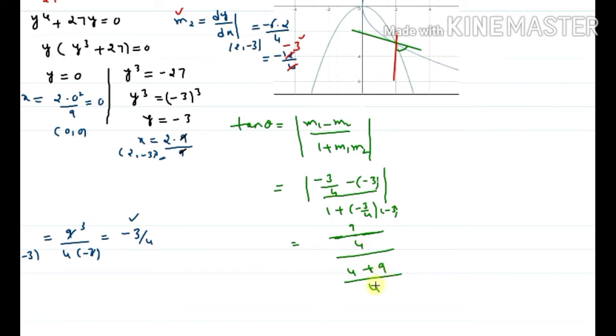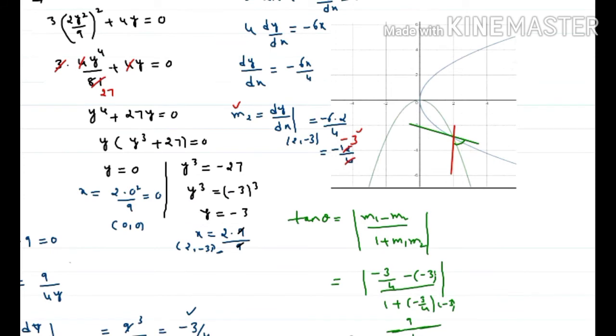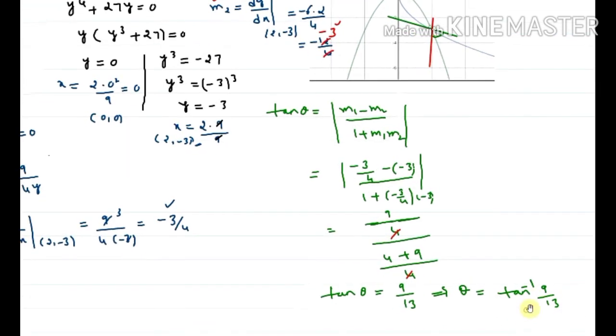So again 4 gets cancelled. So tan theta is equal to, I got 9 by 13. From this I can say theta is equal to tan inverse 9 by 13. This is the angle between the curves. So in the actual diagram, these two given curves are parabolas. This is the fourth quadrant. These two curves are intersecting at this particular point. This lies in the fourth quadrant. Now this angle we have calculated as tan inverse 9 by 13.